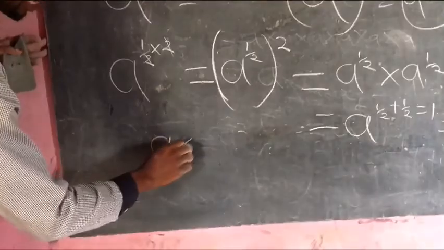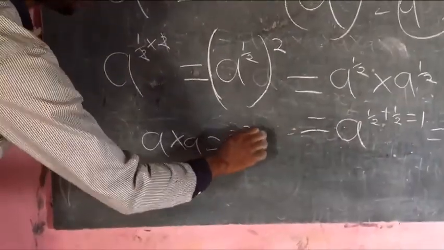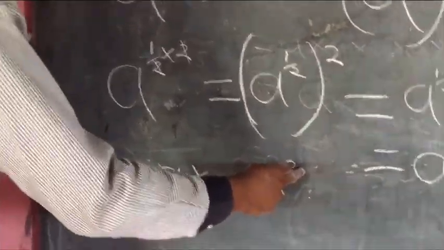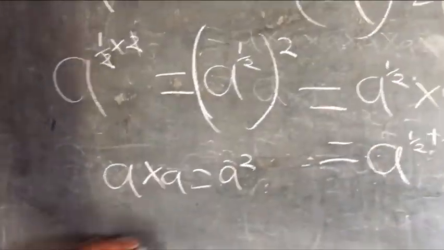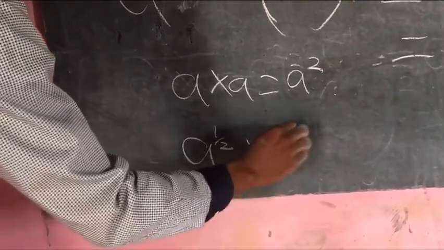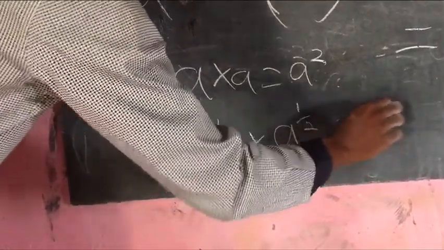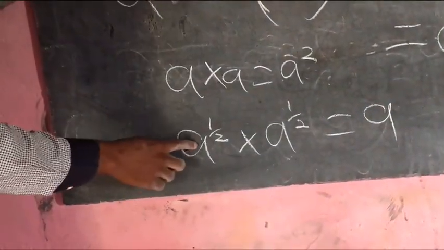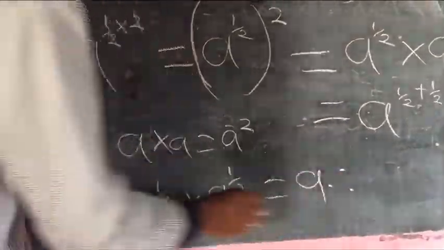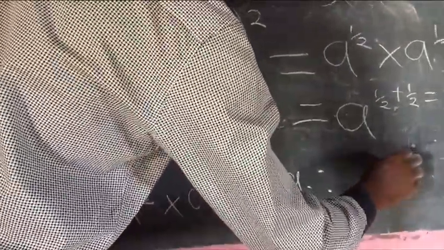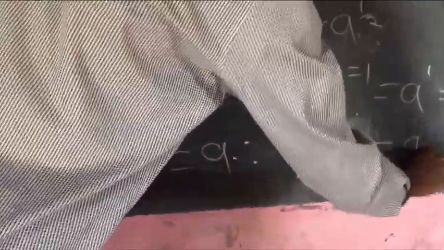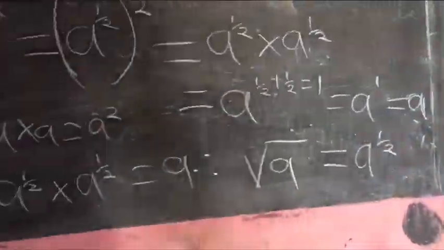Remember when I say a times a will give us a squared? It means a is the square root of a squared. Now for this example, what I just do is a raised to power 1 over 2 times a raised to power 1 over 2. That will give me a. It means a raised to power 1 over 2 is the square root of a. Therefore, from this conclusion, we will say the square root of a is a raised to power 1 over 2.